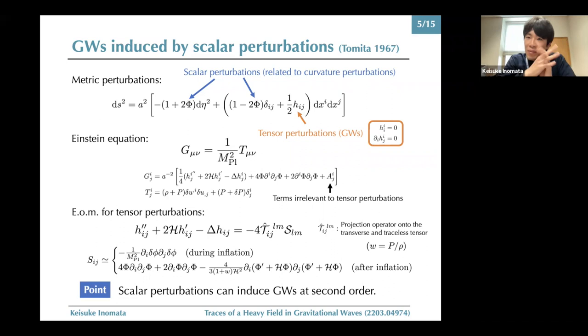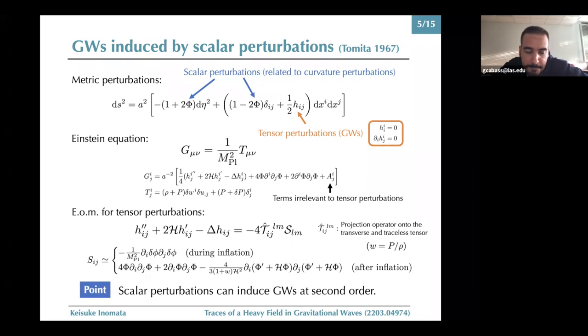At least after the inflation, the Newtonian gauge is a good gauge to calculate the gravitational waves. And in this case, the perturbations exit the horizon, and I think there's no serious gauge issue in that case. But this is just my guess. At least, the Newtonian gauge is a good gauge to calculate the induced gravitational waves. Okay, thank you.